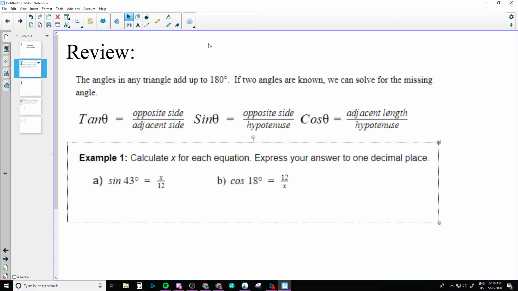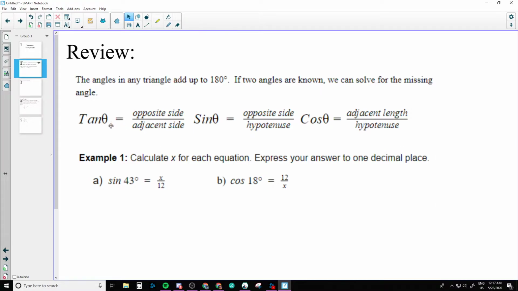So you'll recall from the earlier videos that we talked about how all angles in any triangle will add up to 180 degrees. If two angles are known, we can solve for the missing angle by using subtraction. Then you will also remember the trig ratios. Tan theta equals opposite over adjacent, sine theta equals opposite over hypotenuse, and cosine theta equals adjacent length over hypotenuse.